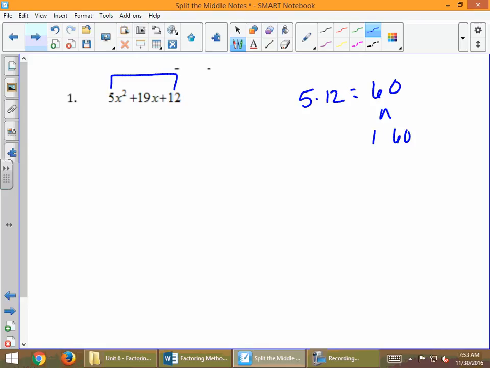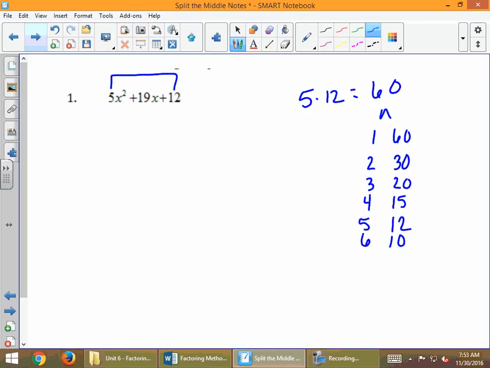1 and 60. Okay, what else? 2 and 30. 3 and 20. 4 and 15. 5 and 12. 6 and 10. Any other ones? Nope. But once you get good at this, some of you probably like, I know my answer already. You can stop once you find it.